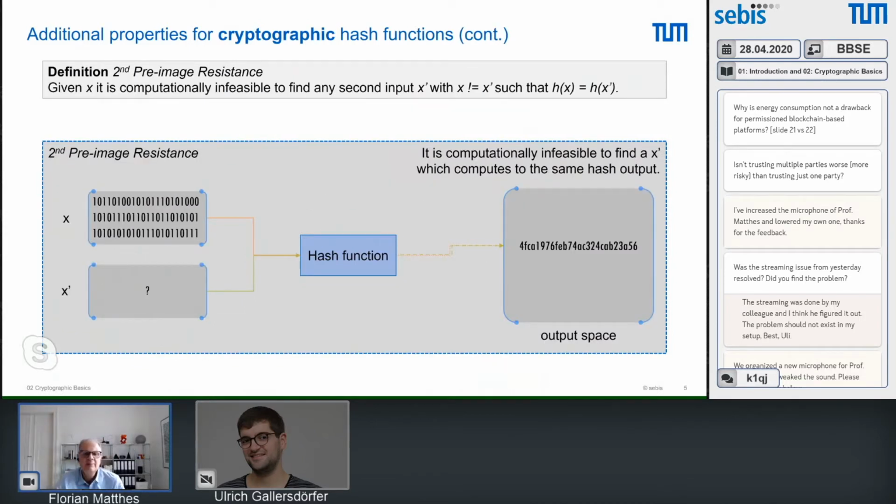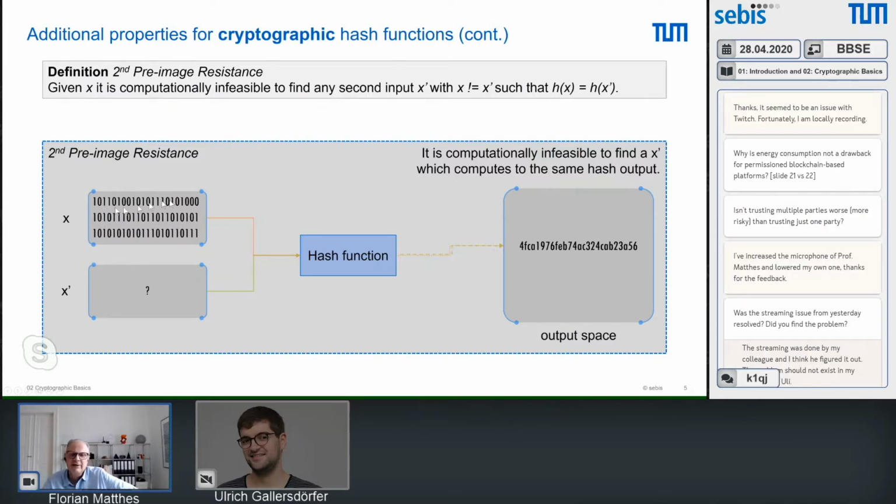That's easy. The second thing, what I started to explain, is the second pre-image resistance. The idea is that if you have a given x value, a given input value, for example, an existing document or an existing file, you compute the hash value and you look at the hash value. Then it's computationally infeasible for you to create another file, which is different from the first file, but computes exactly the same hash value. Why is this relevant?